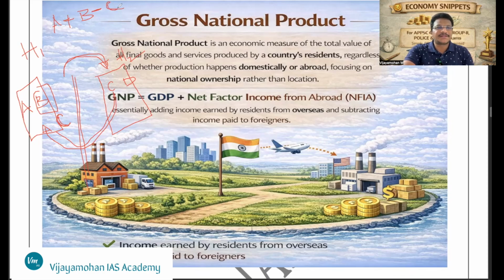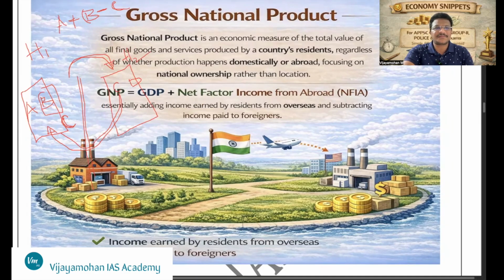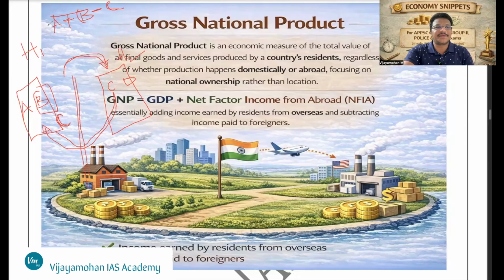So this component, B minus C, will be net factor income from abroad, and the total A plus B minus C will be gross national product of India, right? And if you want to calculate the GDP from this example, GDP will be income of A plus income of C, not income of B.